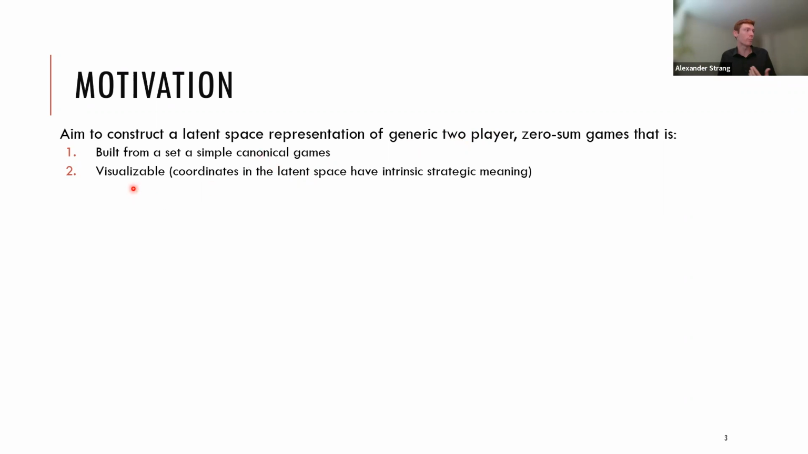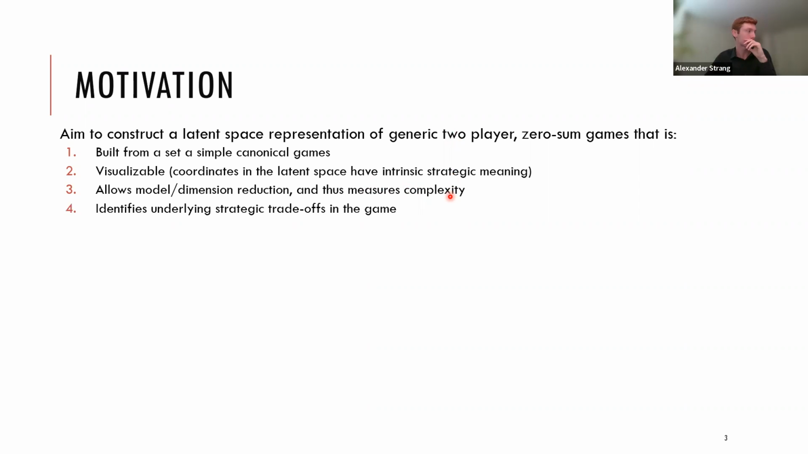So really this goal of making a generic game visualizable means that we need to encode strategic information as geometry so that it's something you can visualize. Because we are hoping to represent something complicated as a combination of simpler things, there's also naturally a model reduction story here. The number of simple canonical games that you use could be thought of as some measure of complexity. And if you truncate the sequence of games used to represent the complex game, then that allows some sort of model reduction, some sort of dimension reduction in this problem.